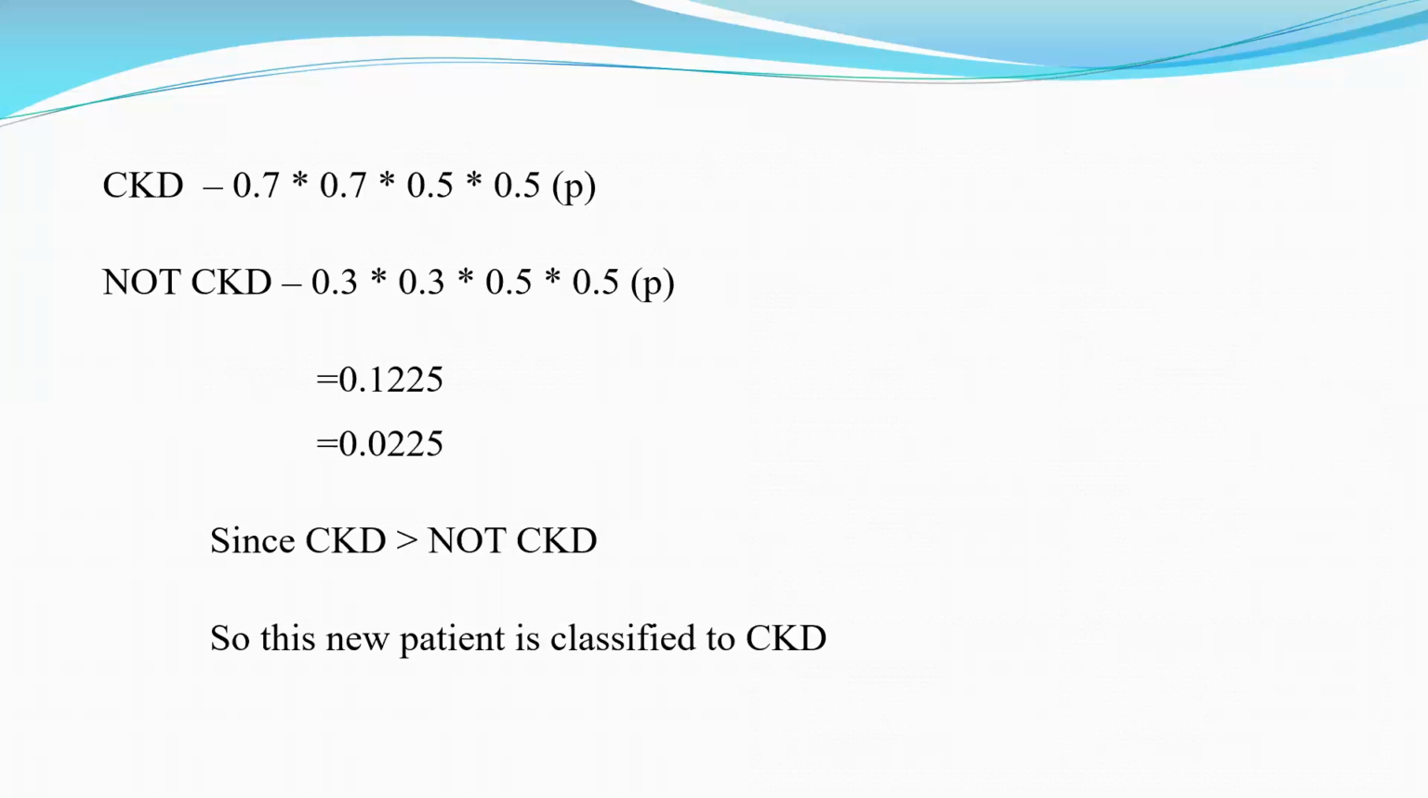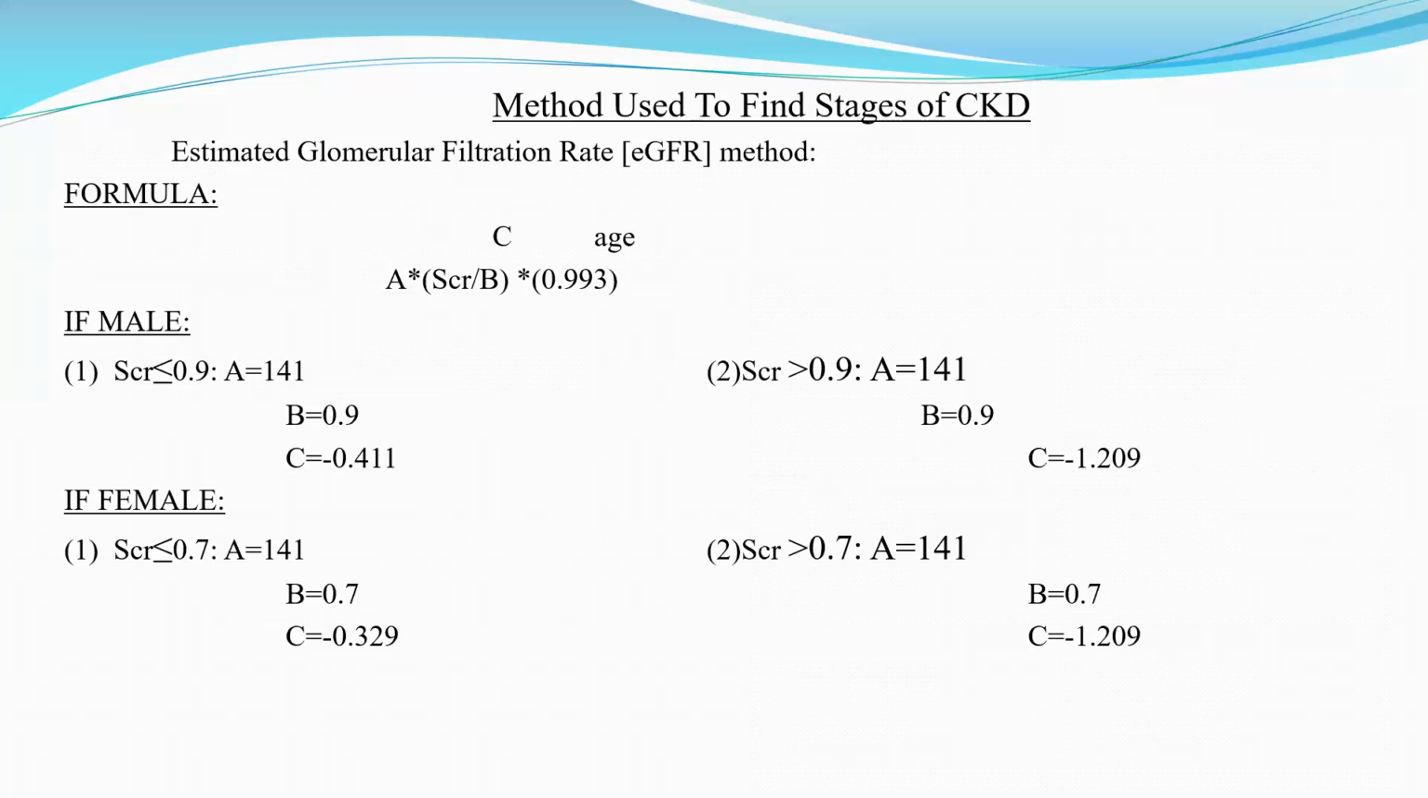After predicting whether the patient is suffering from CKD or not, we classify the patient into different stages based on the GFR value. To estimate the GFR value, we have a formula called the GFR method. We use the GFR method to calculate the GFR value. The formula is A into SC, that is the serum creatinine level, into B, whole to the power C, into 0.993 to the power H. Here A, B, C are the constant values.